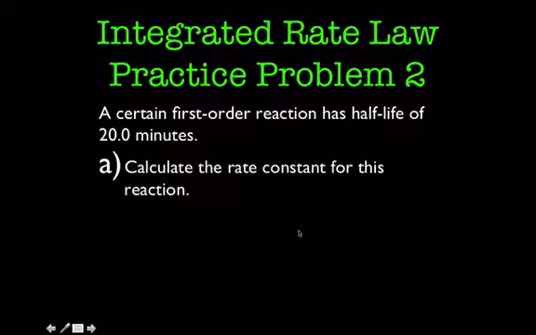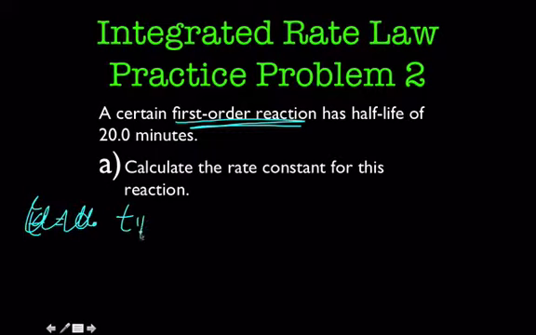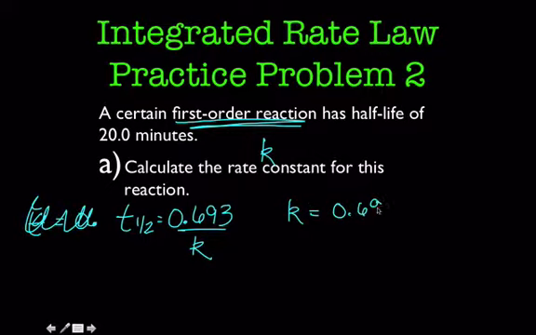Okay, practice problem number 2 says, a certain first order reaction has a half-life of 20 minutes. So again, first order reaction, half-life. If we think back to what the half-life was, half-life is equal to 0.693 over k. And I'm going to use this, but they're asking me to calculate the rate constant, which is k, so I'm going to rearrange this. k is going to be equal to 0.693 divided by the half-life. That is equal to 0.693, and they gave me 20 minutes.